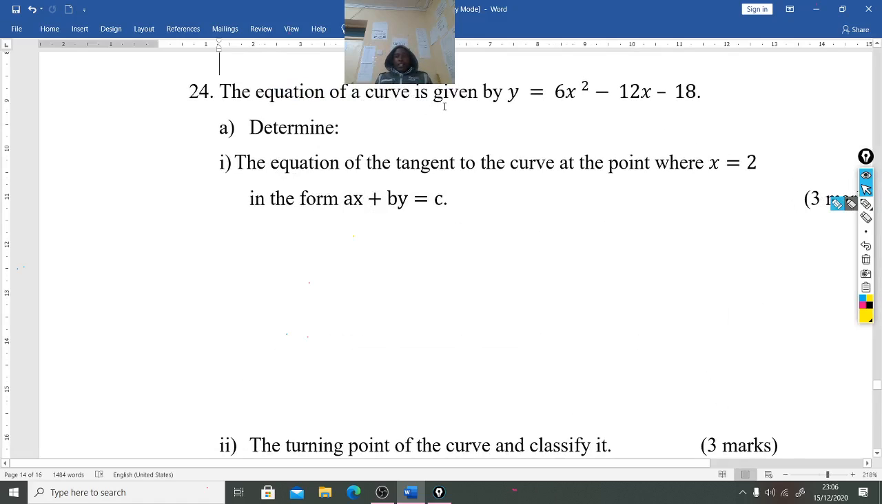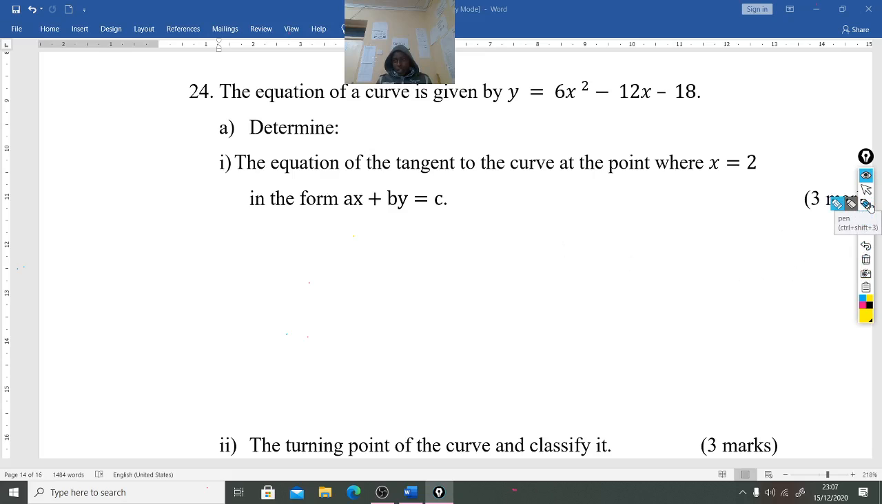The equation of a curve is given by y equals 6x squared minus 12x minus 18. You are asked to determine the equation of a tangent to the curve at the point where x equals 2, in the form ax plus by equals c. So first of all, we need to find the point.